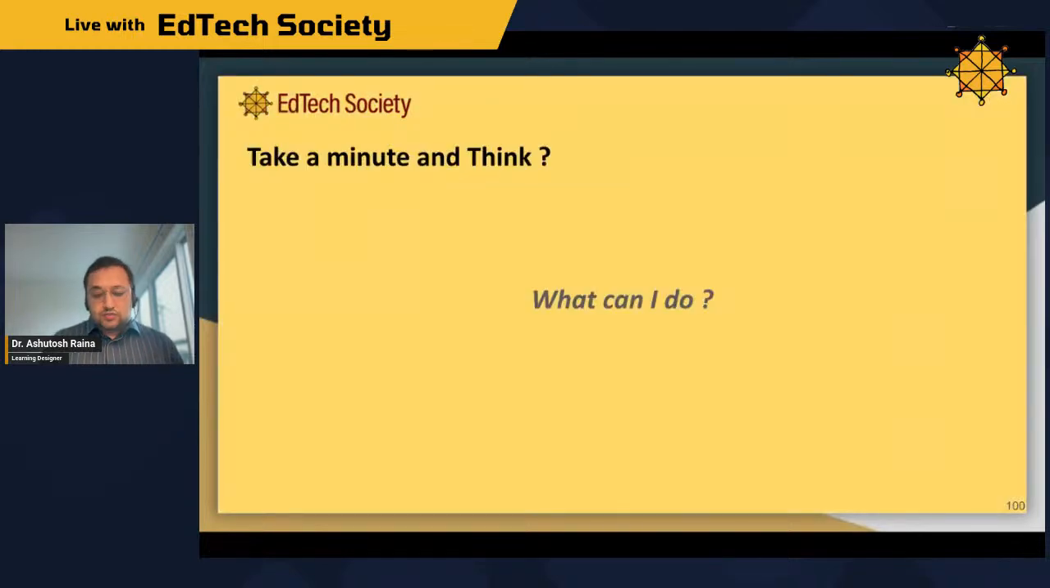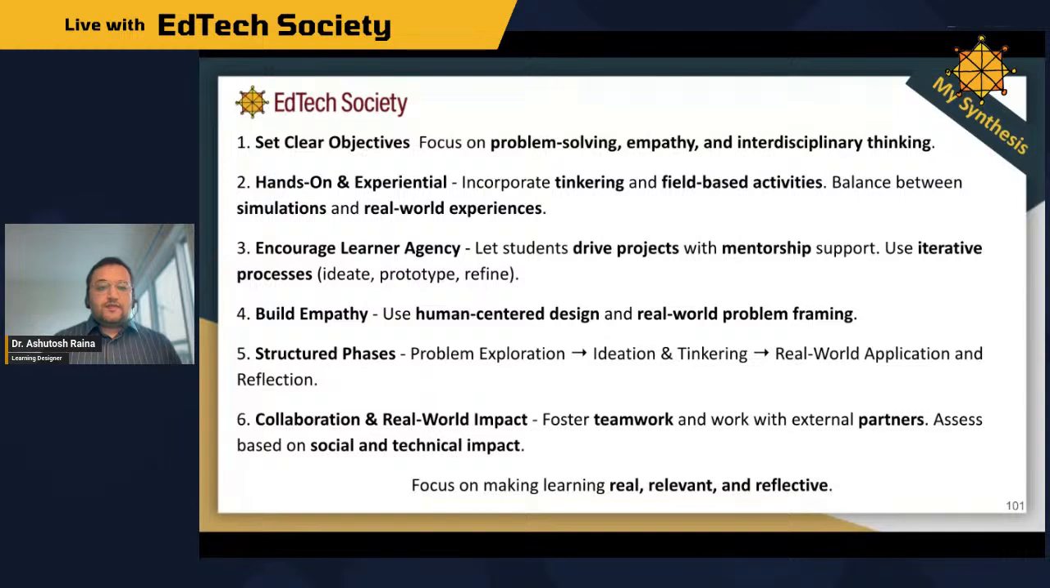So what can you do with all of this? As teachers or as designers for curriculum, for classes, focus on problem solving, empathy, and interdisciplinary thinking. Incorporate tinkering and field based activities, balance between simulations and real world experiences. Let students drive projects with mentorship, support, use iterative processes, use principles of human centered design and real world problem framing. We just talked about structures, problem exploration, ideation, and real world application and reflection.